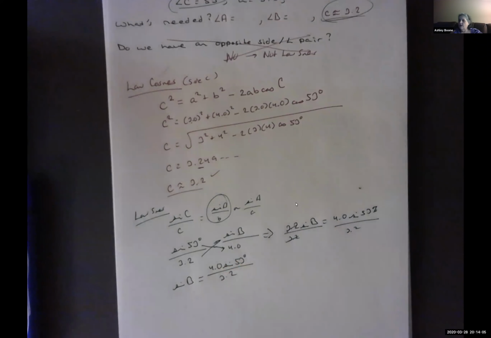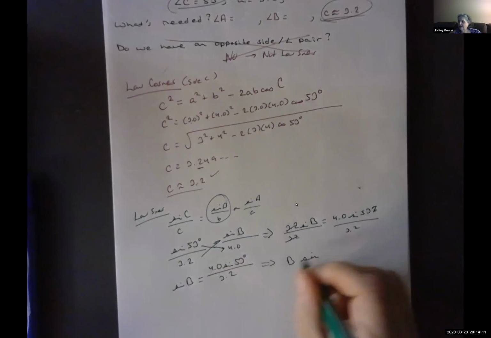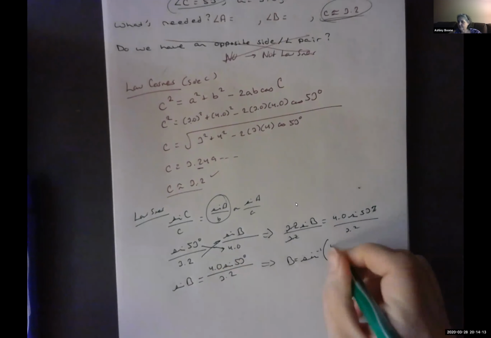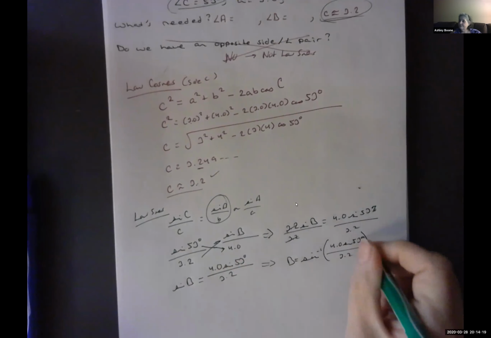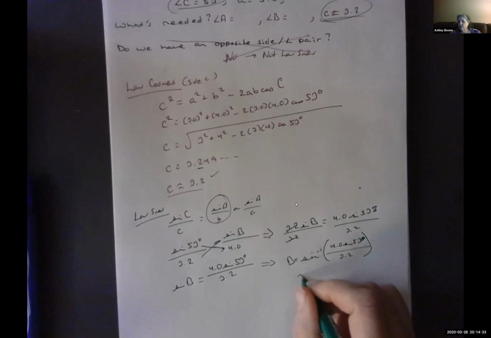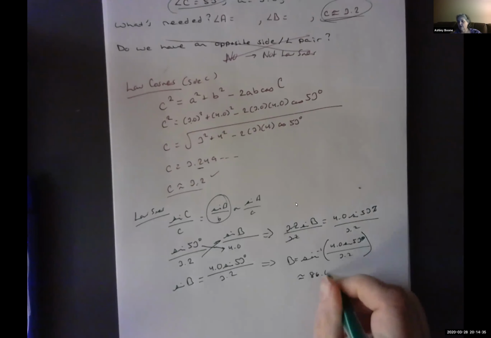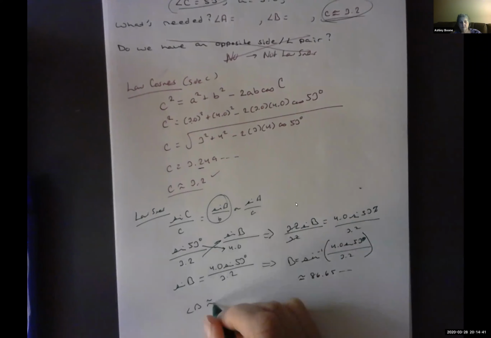Okay. So that means that B would be the inverse sine of that fraction. That's degrees. So we have inverse sine of 4.0 times the sine of 53 divided by 3.2. So that would be equal to 86.65, so on. So angle B is approximately 86.7 degrees.